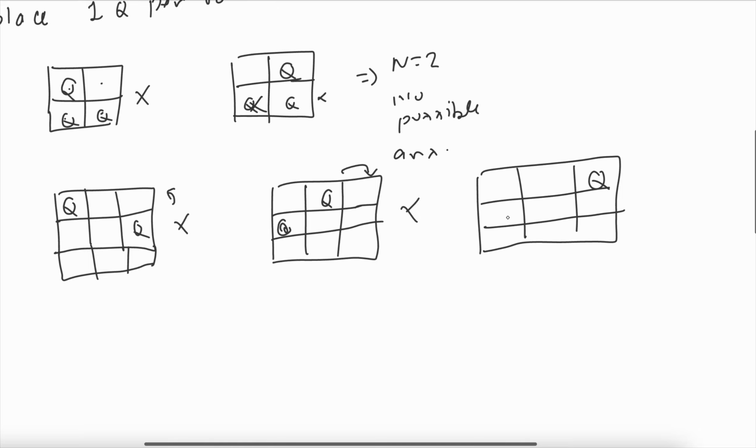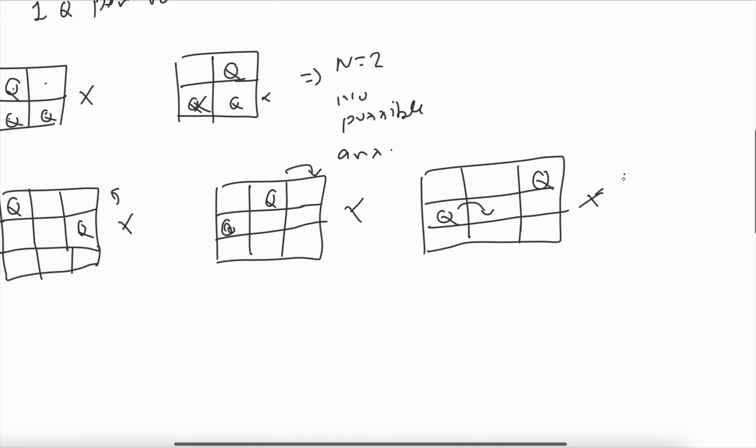Now I will place the queen here. Then can I place a queen here? Of course I can place it here. Now I will move to the third row. Can I place here? No, I cannot place here. Can I place here? No, of course not. Yes, for n equal to 3 also we don't have an answer.